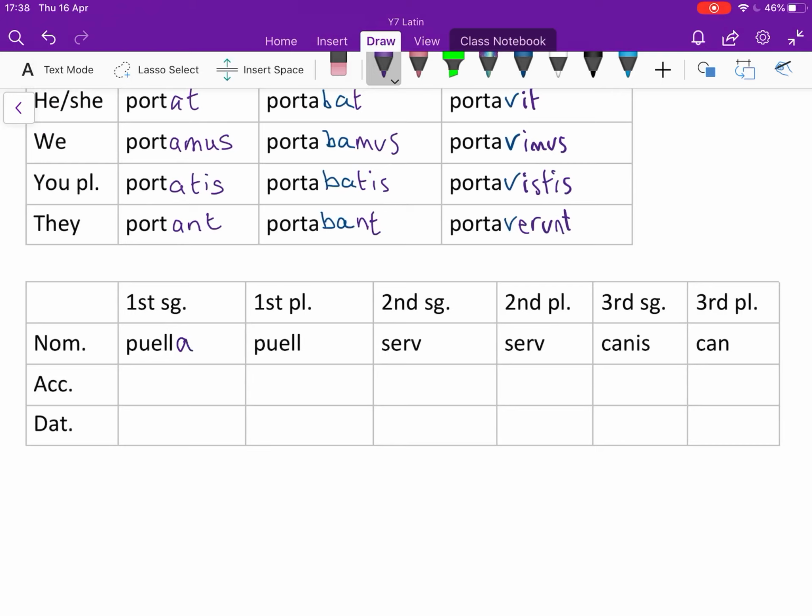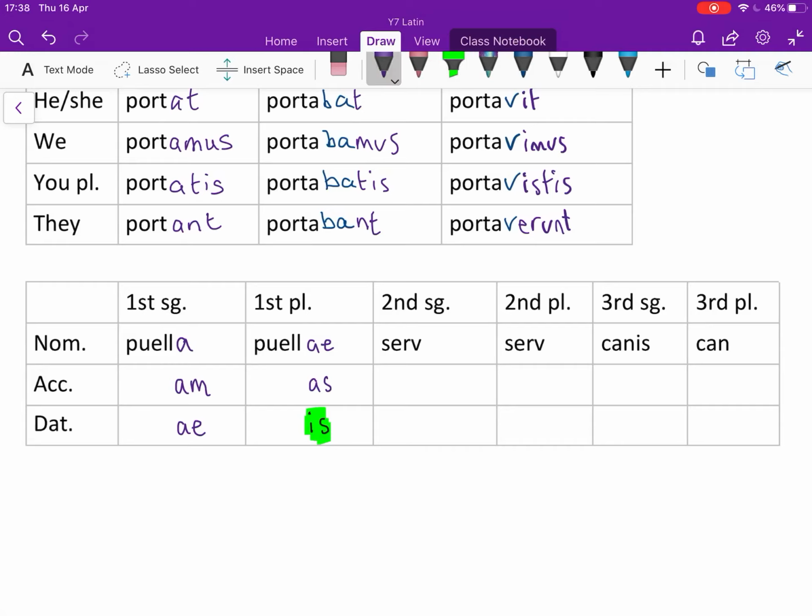Puella becomes puellam when it's the object, accusative, and puellae when it's dative, to the girl. And in the plural, puellae, puellas, and puellis. So if I give presents to the girls, then I would say puellis.